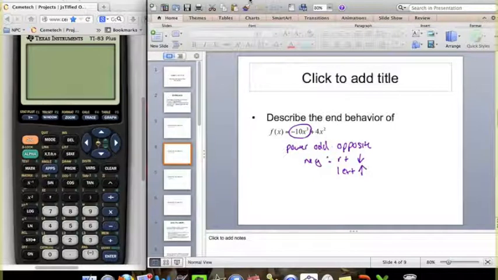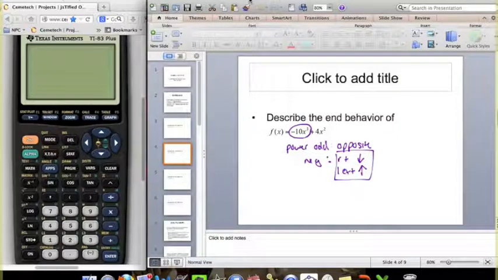What's the power? Is it odd? Since it's x to the third, 3 is an odd number. We're looking at what that power is, and is that power an even number or an odd number? As far as your answer goes, this is completely sufficient. Just saying right down and left up. Or you could draw kind of a sketch.